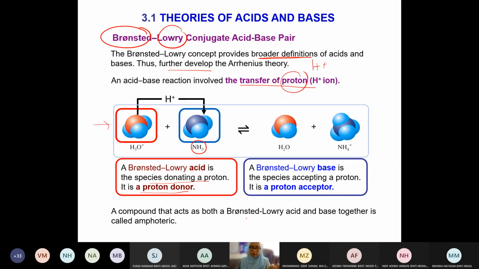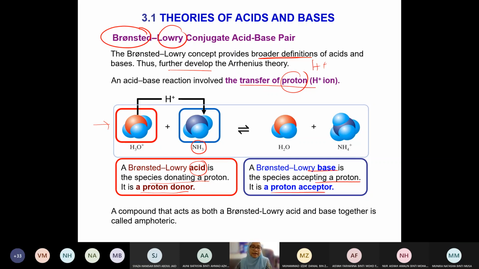So, if you are talking about a proton donor, that means the substance needs to have an extra proton, then only it can become the donor. This is for acid, the proton donor, the species donating a proton. Base, on the other hand, would be the opposite of a proton donor. Since one donates, the other one should be accepting, or an acceptor. The species accepting a proton is a proton acceptor.